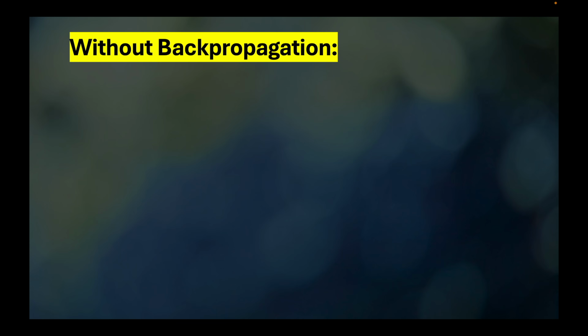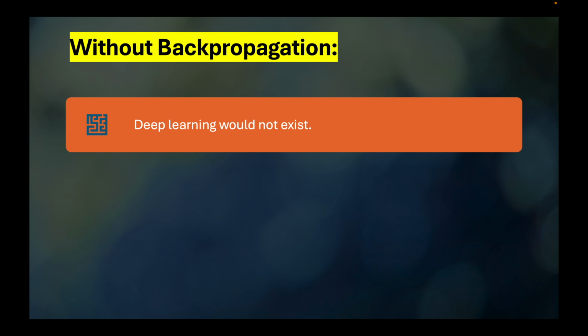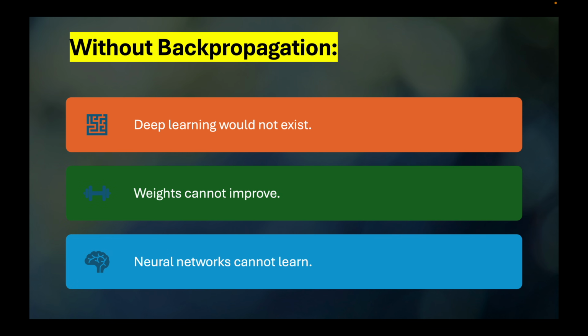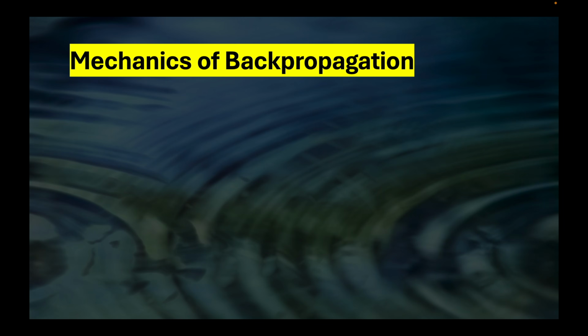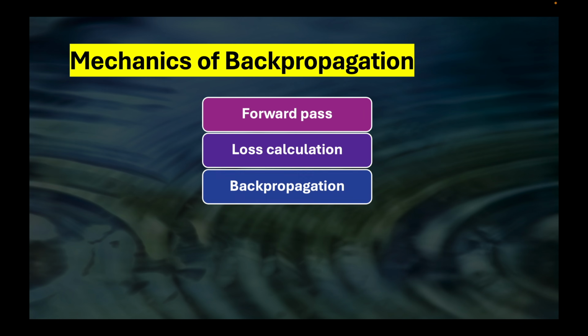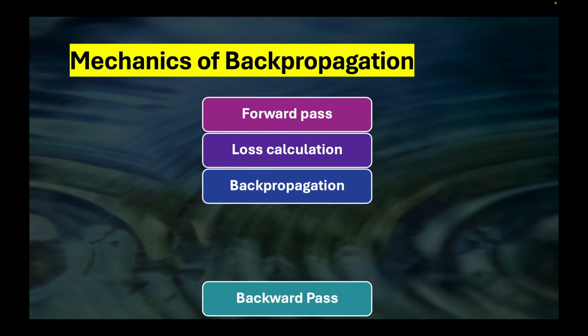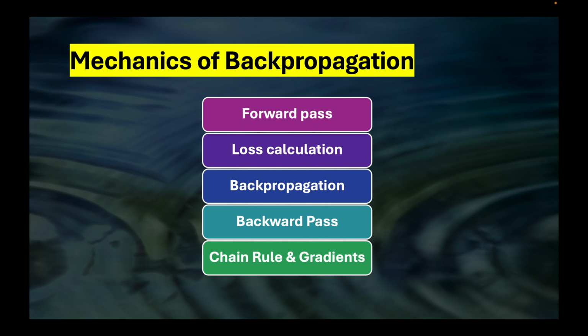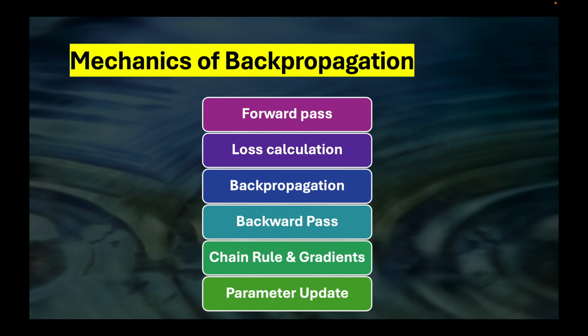Now let's see why we need backpropagation. Without backpropagation, deep learning would not exist and the weights cannot improve. The neural network cannot learn. Now let's see the mechanics of backpropagation. First is forward pass. The next is loss calculation. After that there is backpropagation. Next is backward pass. After that, chain rule and gradients. And lastly, parameter update. Now let's discuss each of them.